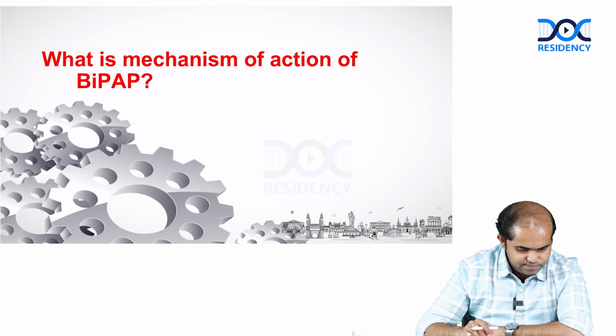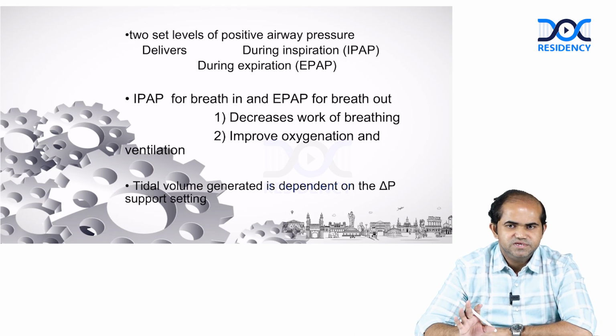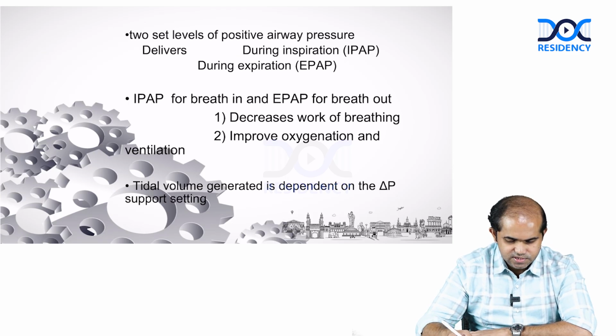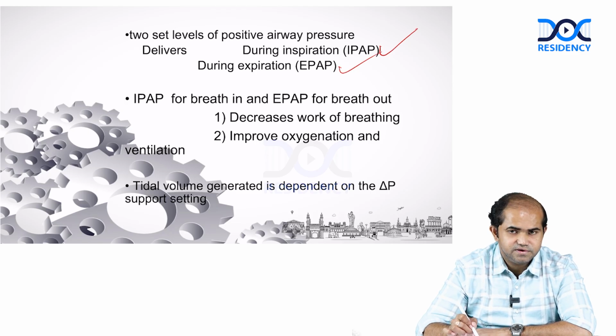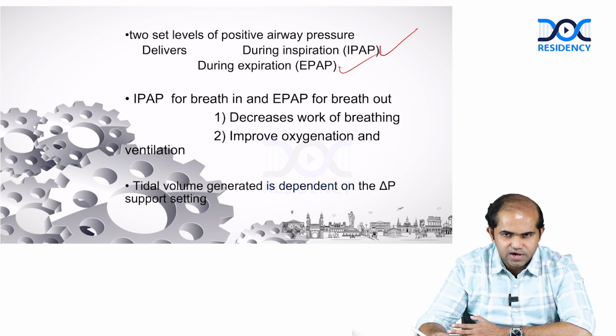So what is the mechanism of action of BiPAP? Basically, in BiPAP, you will be setting two things. One is during inspiration, the inspiratory positive airway pressure, and during expiration, the expiratory positive airway pressure, IPAP and EPAP. Remember, when you intubate someone, what are the things you require? One is oxygenation, the other is carbon dioxide, right? IPAP is nothing but your PIP, basically for your tidal volume and your carbon dioxide.